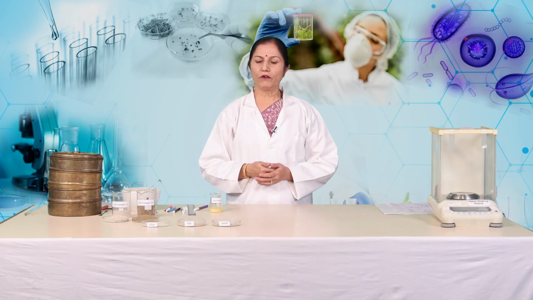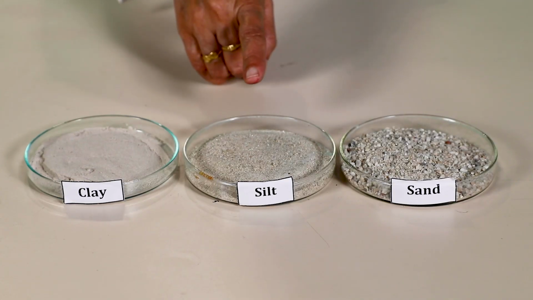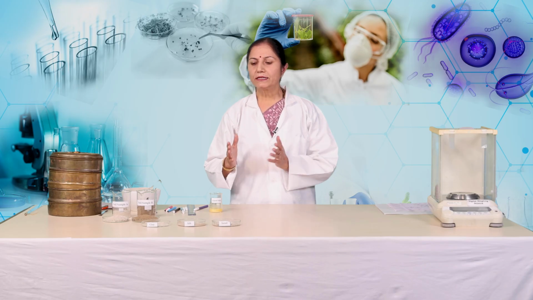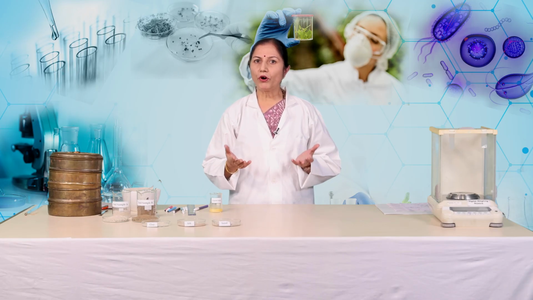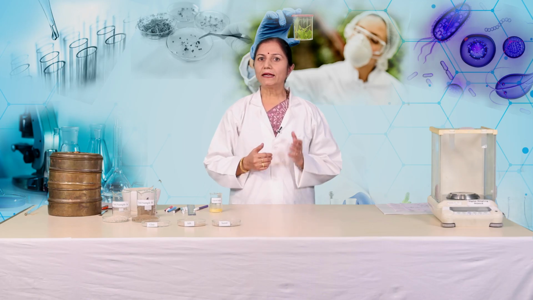Let us recapitulate what we have learnt today. Normally, soil consists of three types of particles: sand, silt and clay. These particles differ in their diameter and the relative proportion determines the texture of the soil. Texture is an important property of the soil that ascertains the type of plants which can be grown and the nutritional status of the soil.